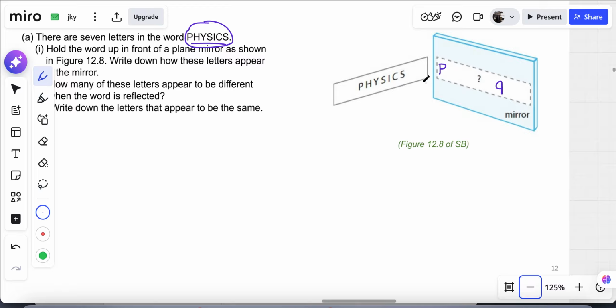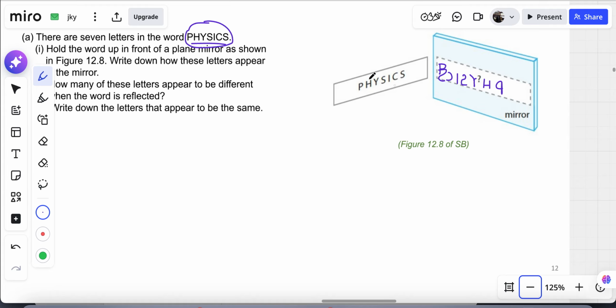P will be on this way. H is same, right? Because both the lateral inversion is same. H is this way. Y is same, right? Y is same. S is laterally inverted like this, not the normal S. I is same. I will be same. C will be like this, right? Laterally inverted. And then S will also be like this.